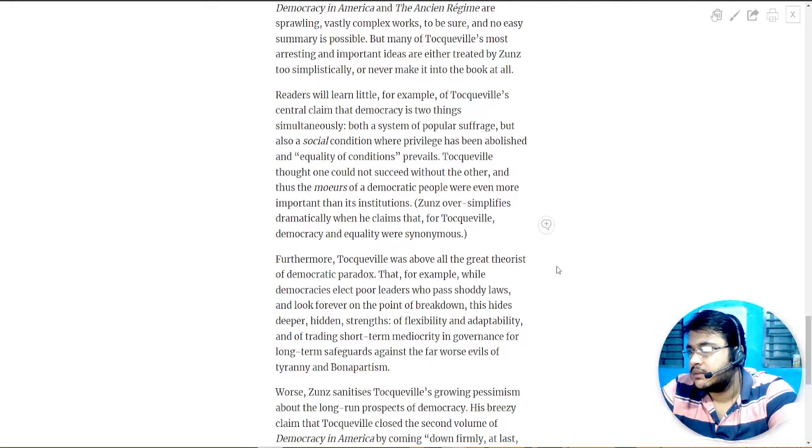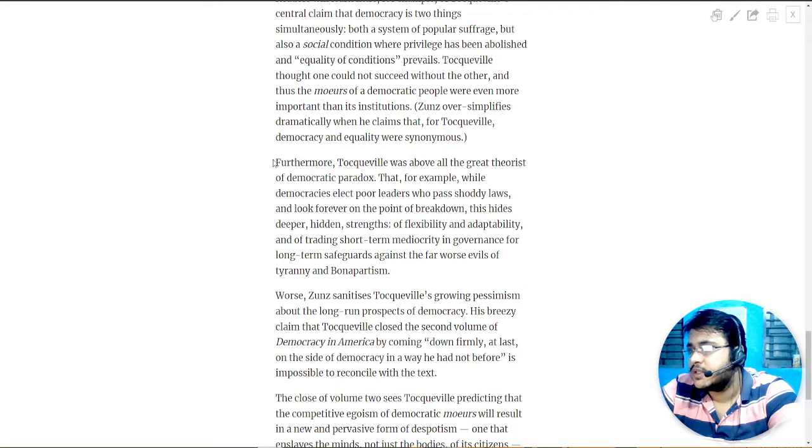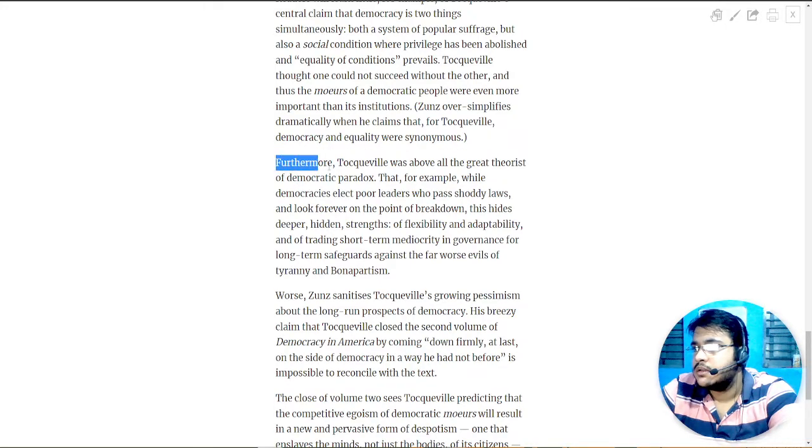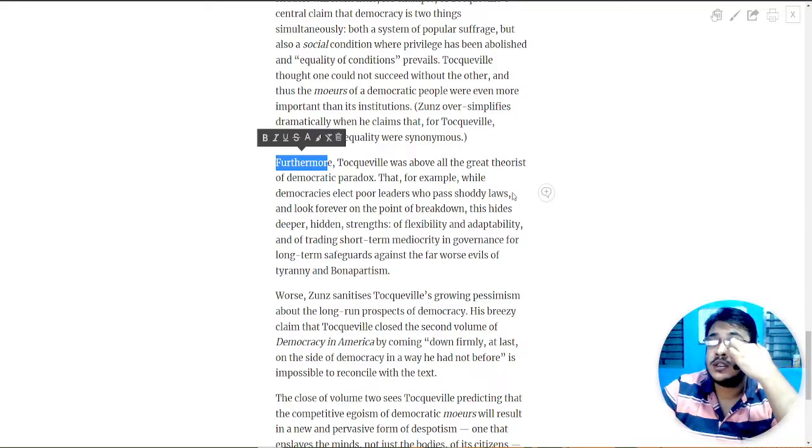Anyways, so we'll start reading from this one. Furthermore, Tocqueville was above all the greatest theorist of democratic paradox, for example.